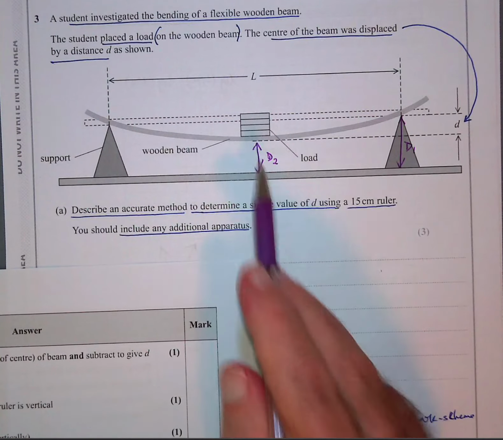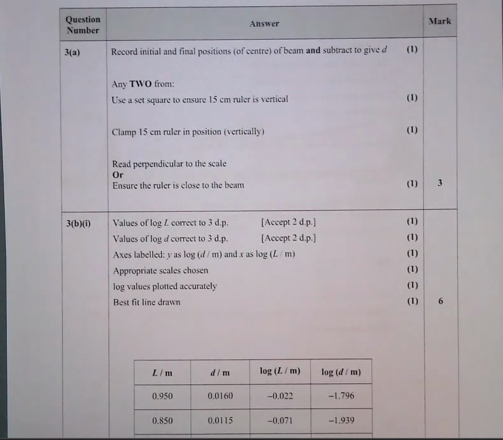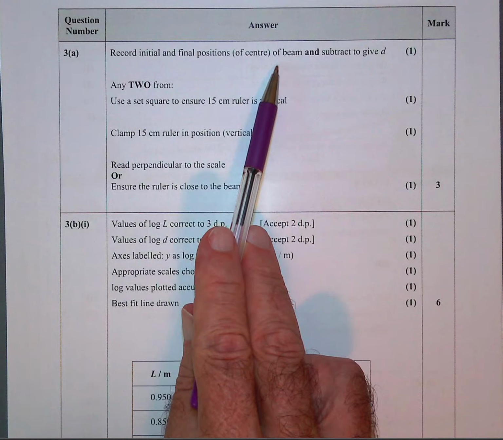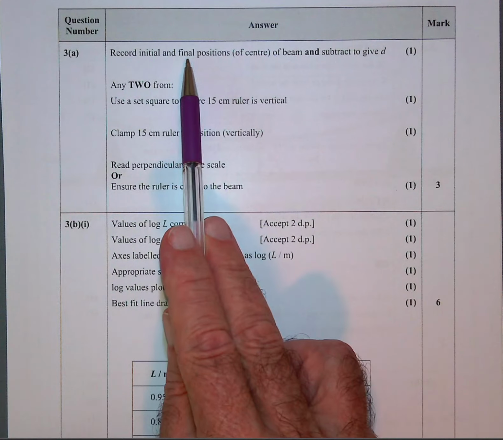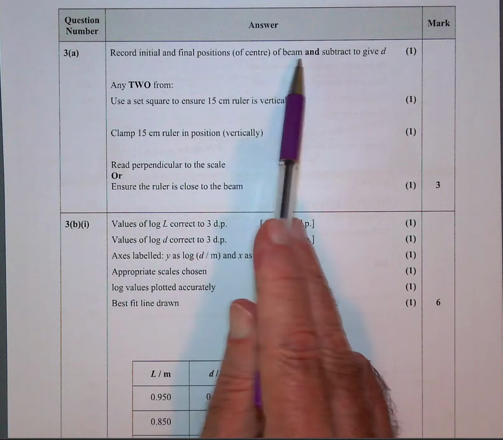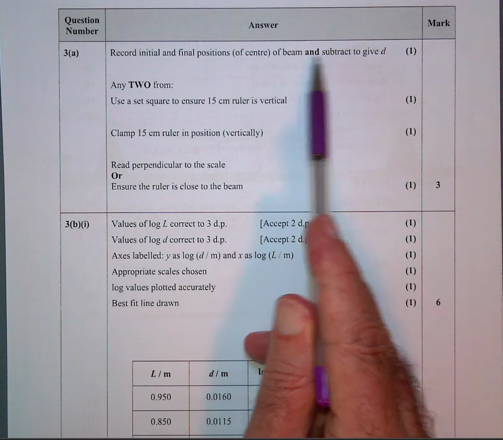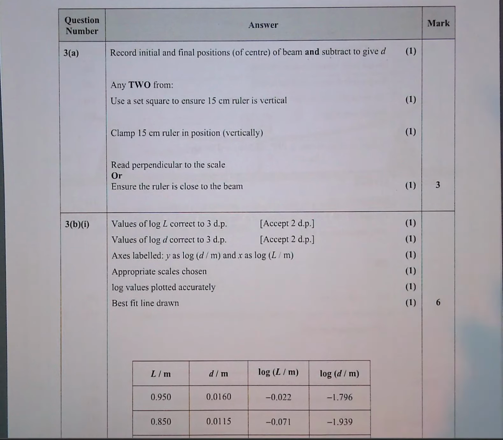So each time you do that, you could put your ruler there. So the first point is you've got to make sure you do the initial and the final positions of the center of the beam and subtract. They want you to get that, but you could do what I said. The initial position will be the same along the beam as long as the beam is perfectly horizontal. But you must say and subtract one from the other to get the values. So that's the first mark.